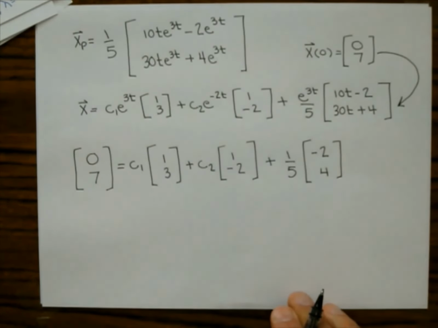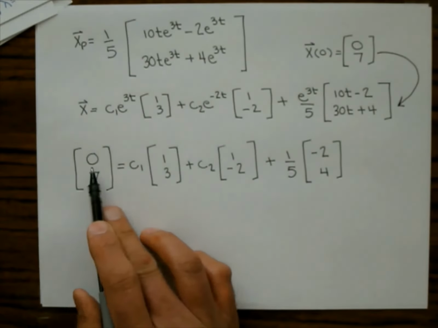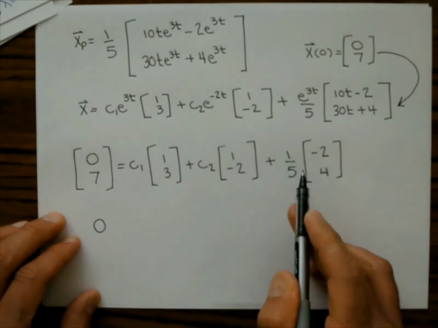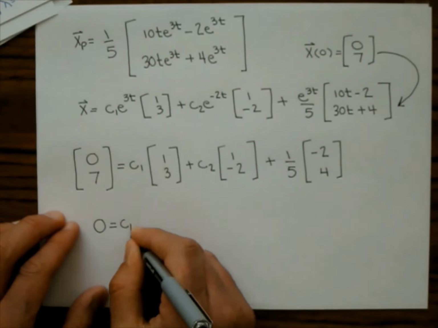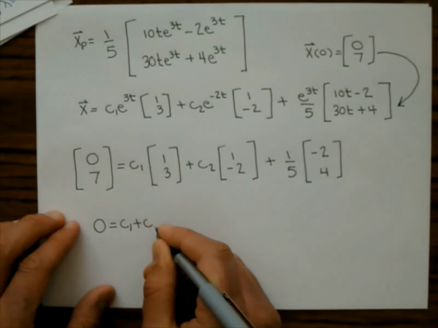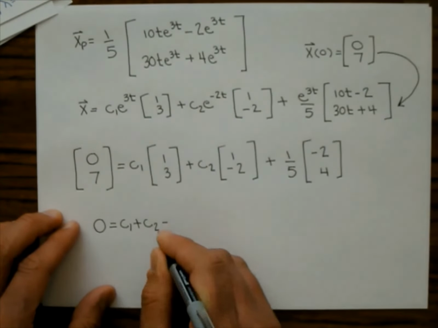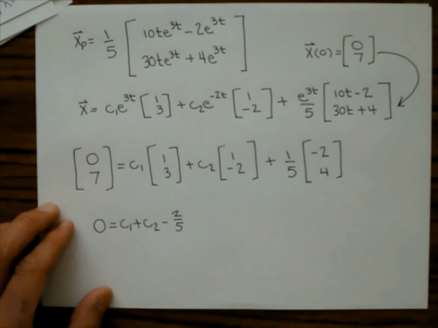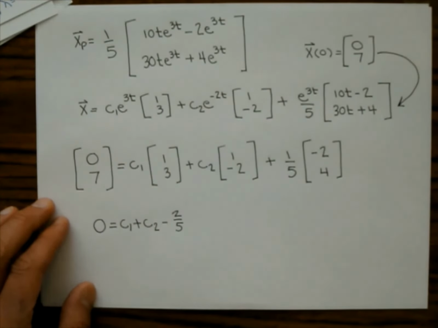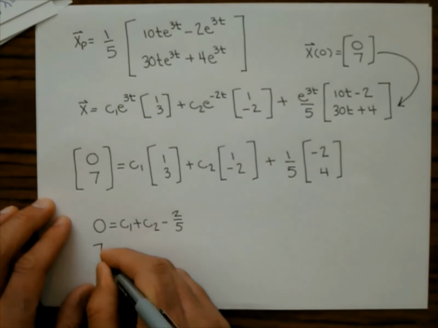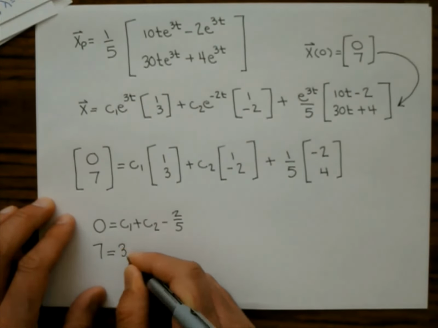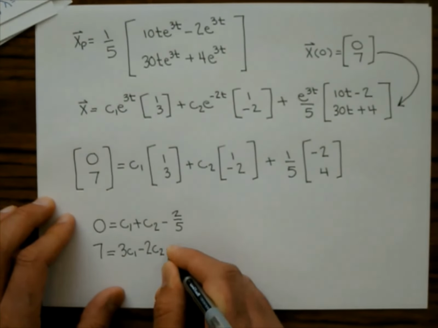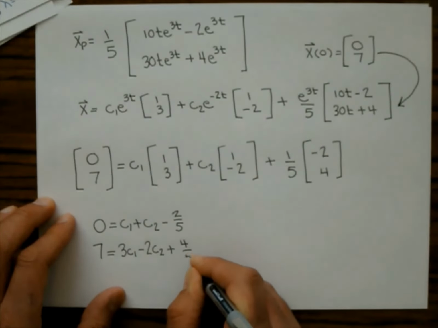Let's go ahead and write down the top equation, which says 0, so I'm running along the top part of each of these vectors. 0 equals C1 plus C2 minus 2/5. And the second equation says 7 equals 3C1 minus 2C2 plus 4/5.